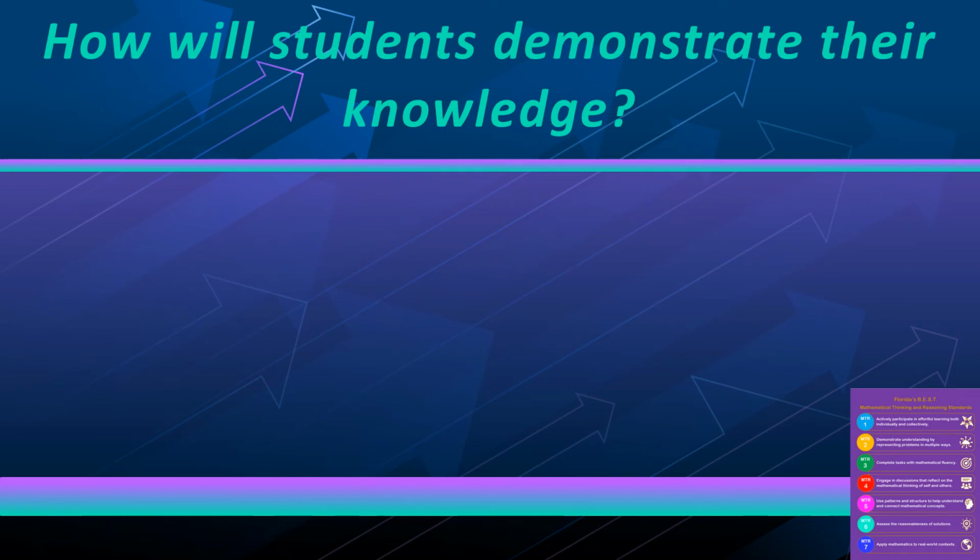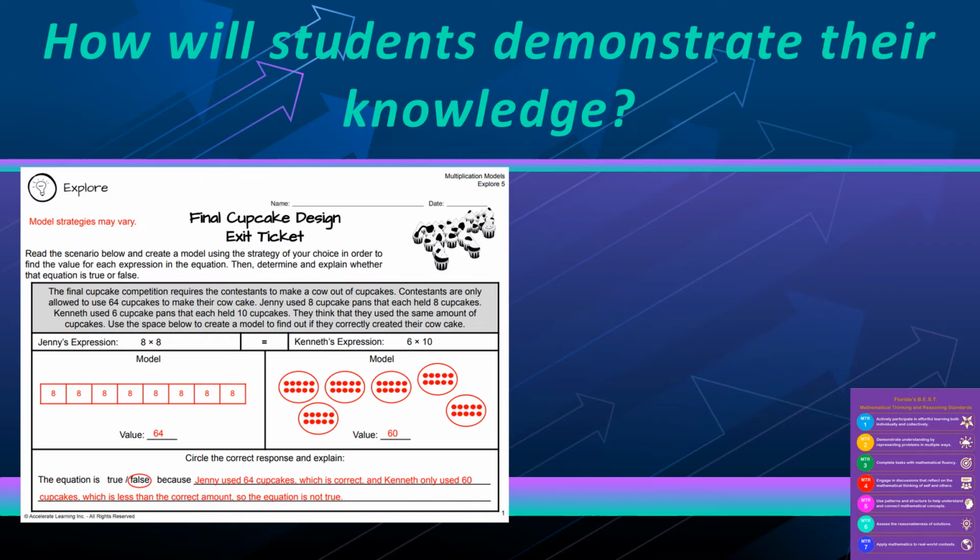Student learning can be demonstrated in a few different ways. Here we're going to take a look at some samples of student work. First, we have an exit ticket, final cupcake design. Students are to read the scenario and determine whether 2 children have an equal number of cupcakes by modeling and finding the products for each student.